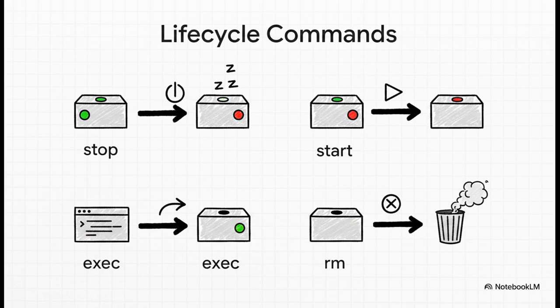It's really intuitive. Docker stop basically puts a container to sleep. Docker start wakes it right back up. If you want to jump back inside a container that's already running, you use Docker exec. And finally, when you're totally done with one, Docker rm gets rid of it for good. And you don't even need the whole ID. Just the first few characters is enough.